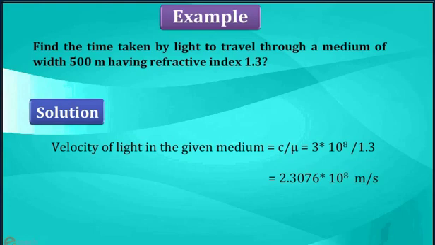We know that time taken equals distance by velocity. This implies time taken equals 500 divided by 2.3076 into 10 to the power 8, which implies time taken equals 2.166 into 10 to the power minus 6 seconds.